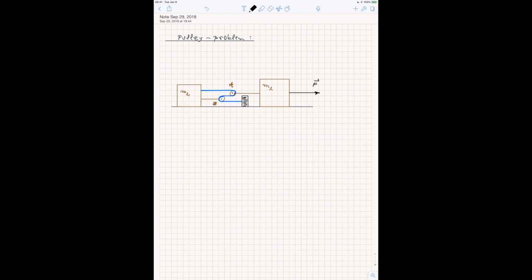So the blue line here, this is the fixed length of that string. And from pulley B to mass m2, that length is also fixed. So this is just the overall sketch of the problem here. Just make very clear what the ground here really is.